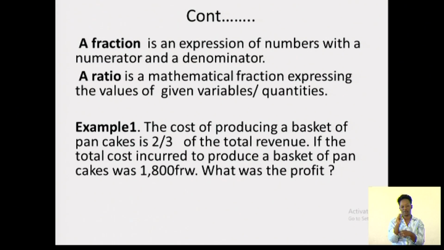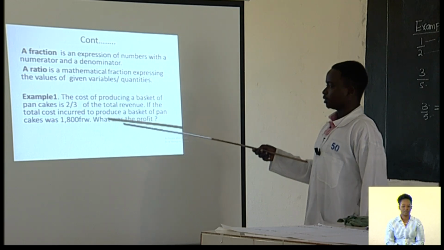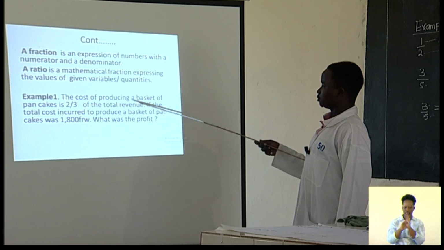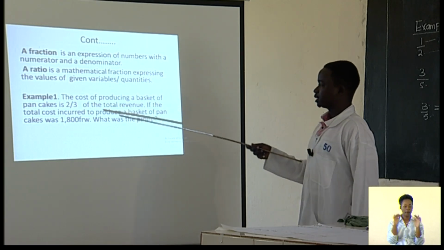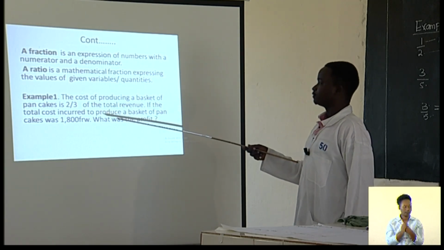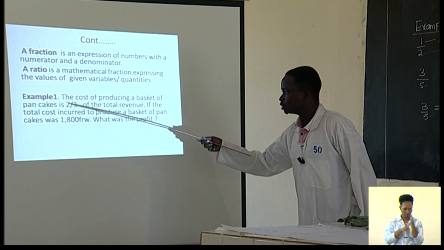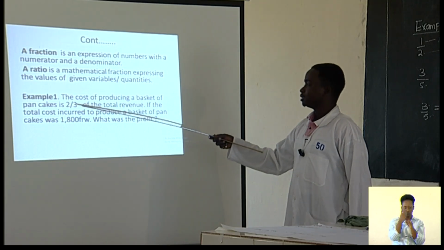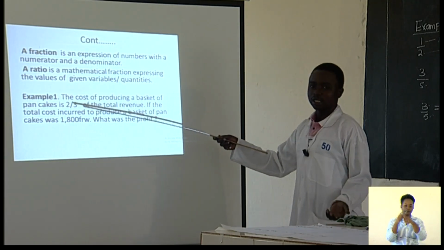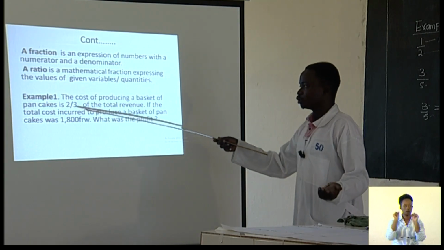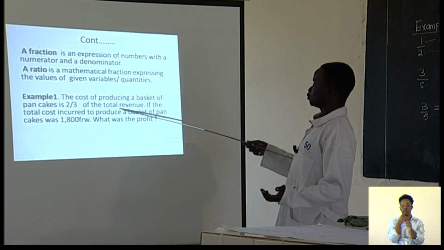We have our example 1. I want us to write this example, then we try to see how we can work it out. The cost of producing a basket of pancakes is 2 out of 3. Now this is a fraction, 2/3. It can be read mathematically as 2/3 of the total revenue.